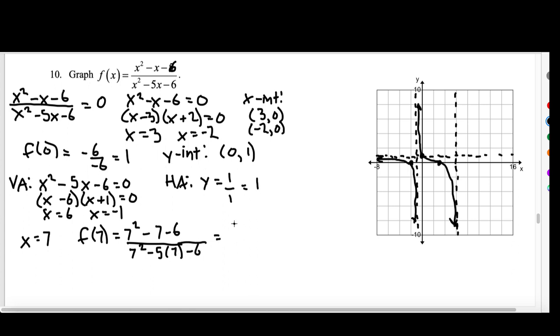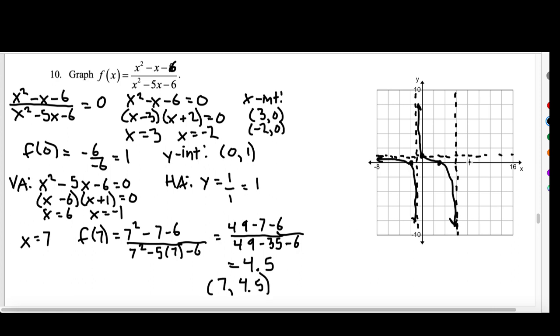That's equal to 49 minus 7 minus 6 divided by 49 minus 35 minus 6. And if you work that out and simplify, plugging that into your calculator, it's going to be 4.5. So we've got the point 0.7, 4.5.